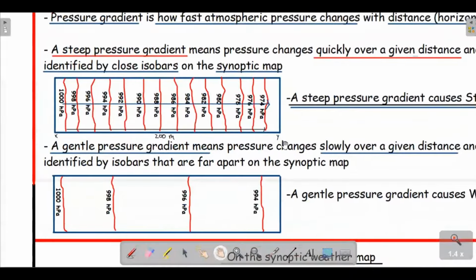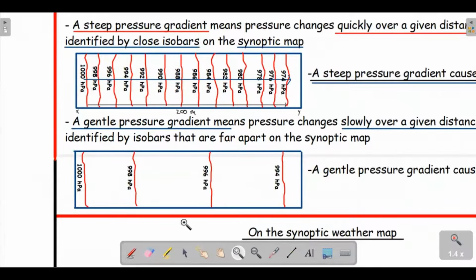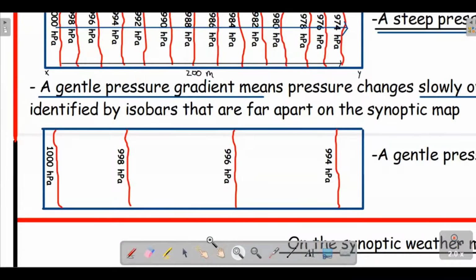What about a gentle pressure gradient? A gentle pressure gradient, as you can see, means that the pressure changes slowly. This is the same distance, guys, from x to y. Again, this is x, and that is y, and this is 200 meters, same distance as the one at the top. But over here, you can clearly see that the pressure does not change quickly. Over these 200 meters, we went from 1,000 to 994. So that is the pressure changing slowly.